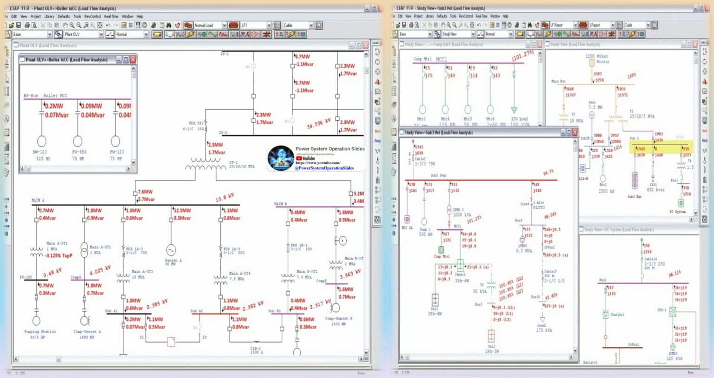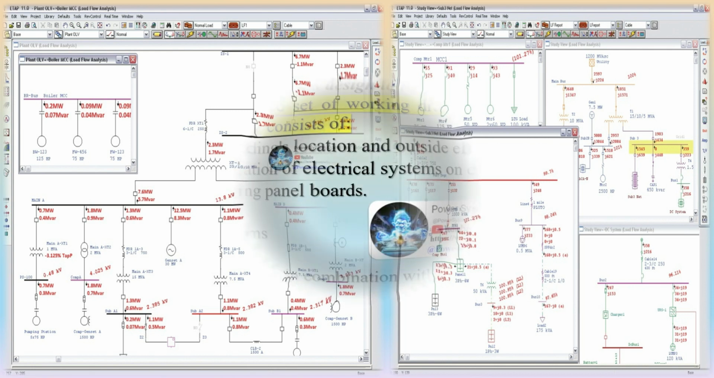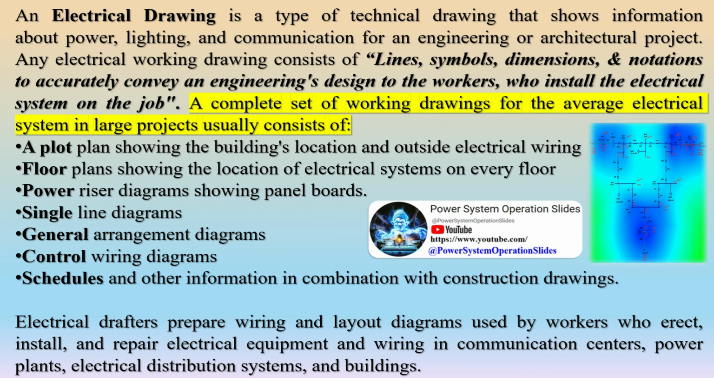Generators. The single-line diagram includes symbols for generators, which are the primary sources of electrical power in a power system. Generators can be represented by different symbols depending on their type, such as synchronous generators, induction generators, or even renewable energy sources like solar panels or wind turbines.